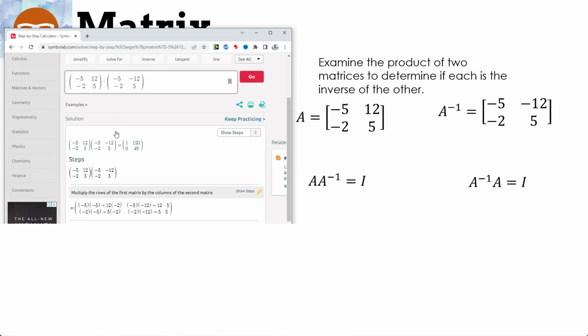Uh-oh, look at this. We don't get the identity. We get 1, 120, 0, 49. Now what does that tell us? That tells us that these are not inverses of each other. If they were, we would have 1, 0, 0, 1.